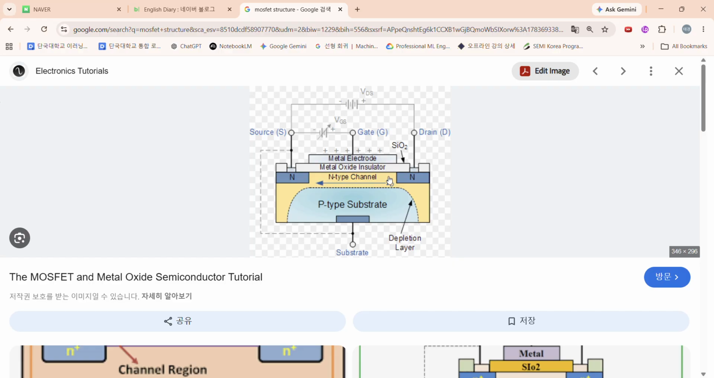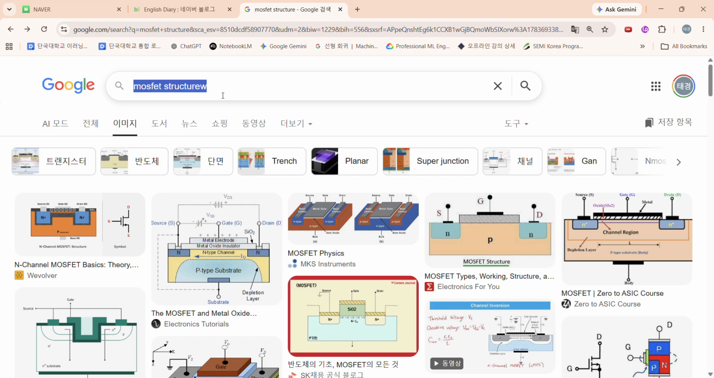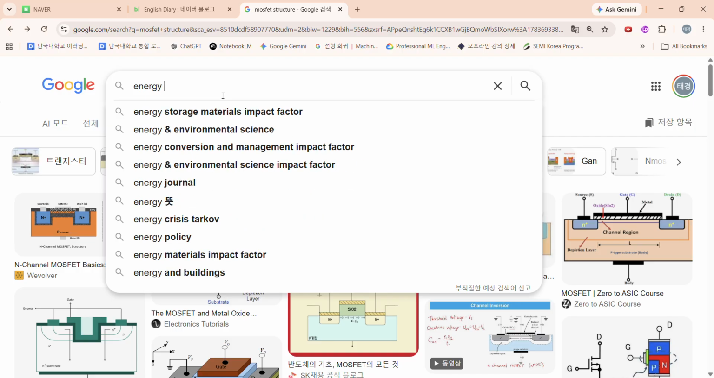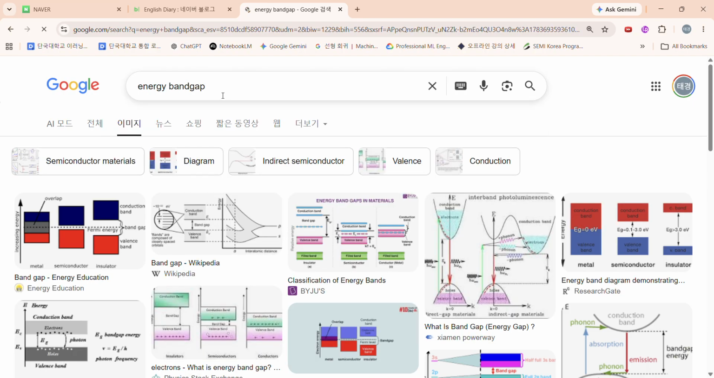This channel is usually composed of silicon. But if we use IGZO instead of silicon, IGZO's band gap is higher than silicon, so it prevents leakage current. So what does that mean? Energy band gap.